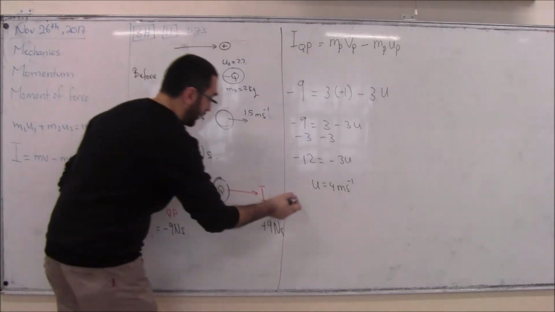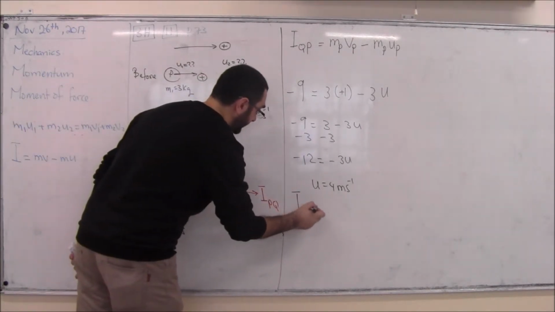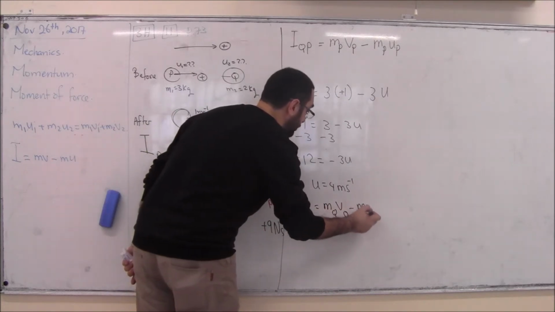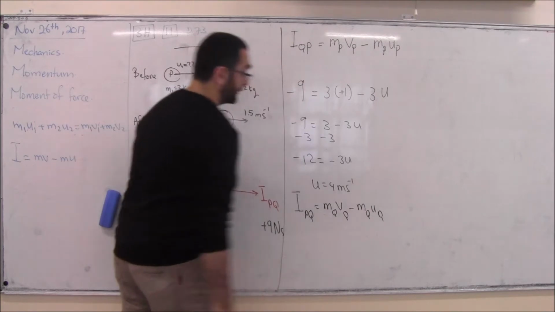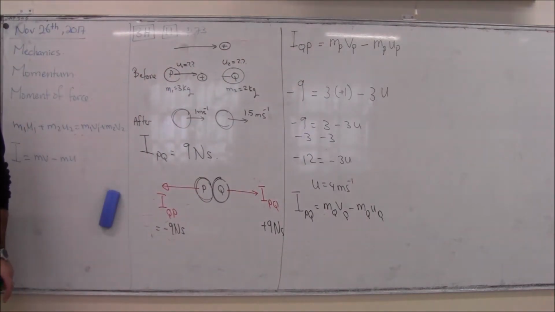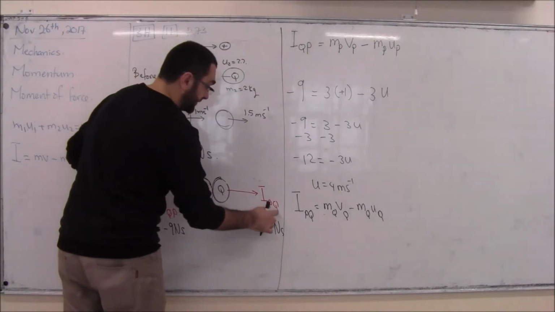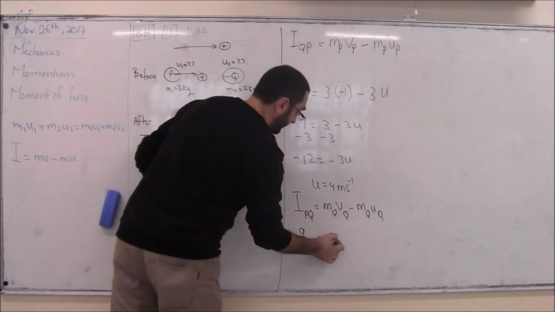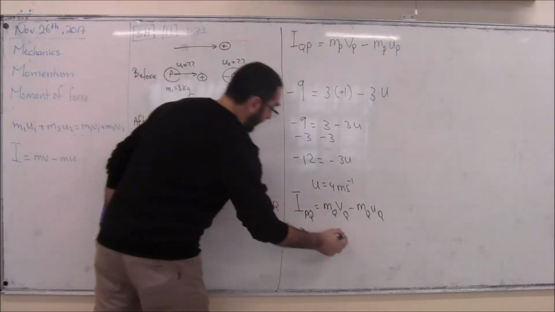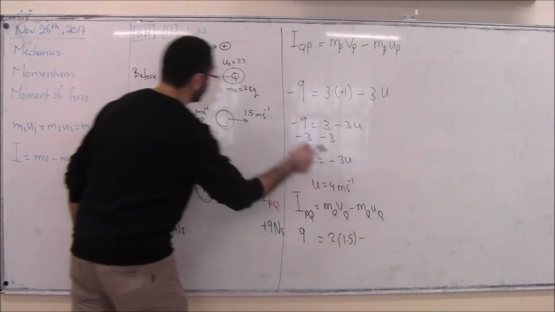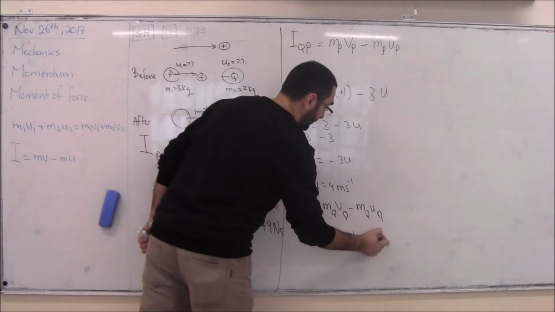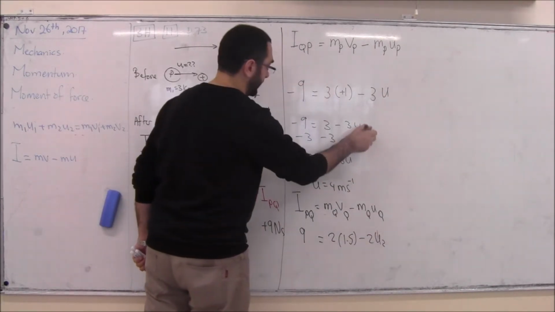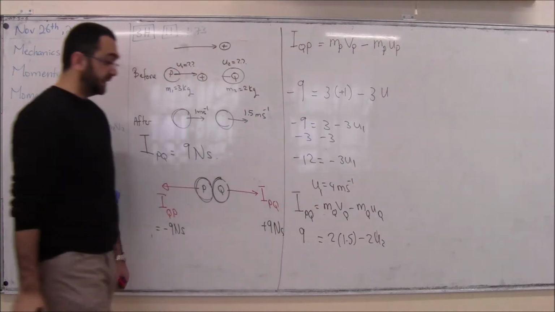Now I_PQ equals M_Q V_Q minus M_Q U_Q. Here it's not negative, right? I_PQ is not negative. Here it becomes 9. Mass of Q is 2, V positive 1.5 minus 2, U of Q unknown, U2. This is U2, this is U1, right? This is U1. Clear?